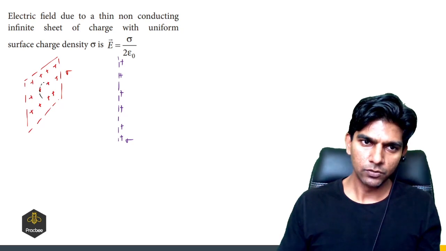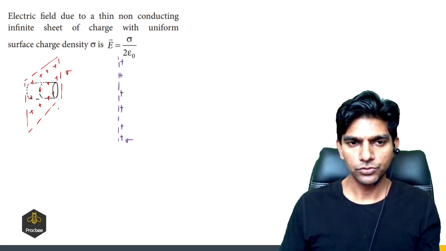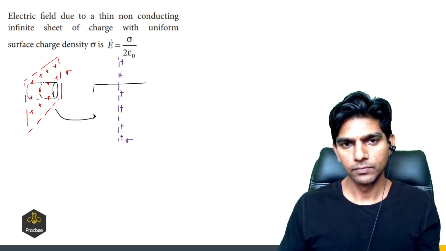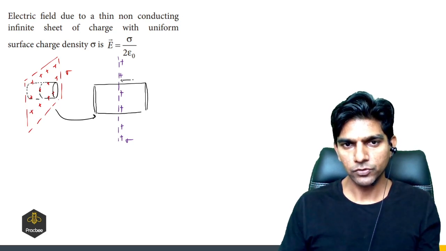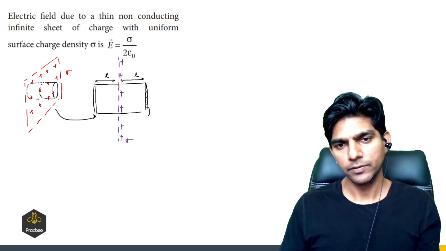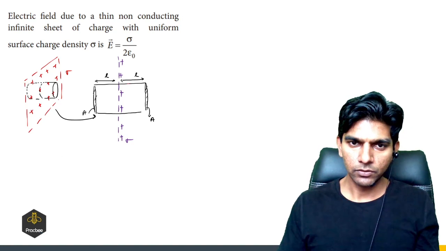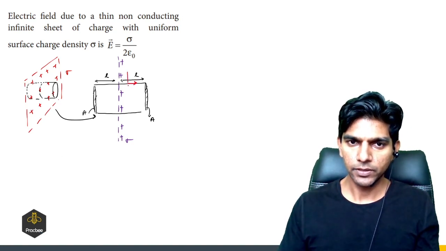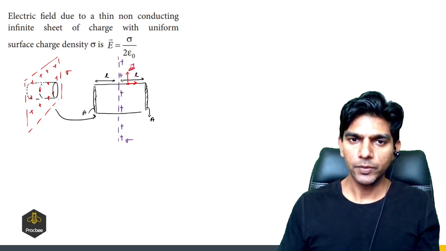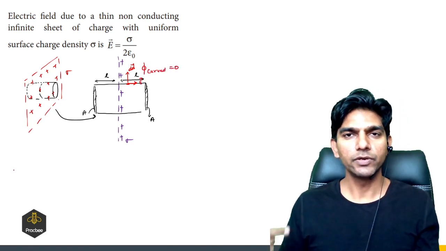Here I am considering a Gaussian surface, a cylindrical Gaussian surface like this. Half of the cylinder is to the right and the remaining half is to the left. If I show this here, it is something like this. Right? The left face and the right face are equidistant from the surface charge. Let us say this distance is L, this is also L, and this area is A. By symmetry, the electric field on the curved surface will be parallel to the curved surface. So any small area of the curved surface will be perpendicular to the electric field, so the flux through the curved surface is 0.